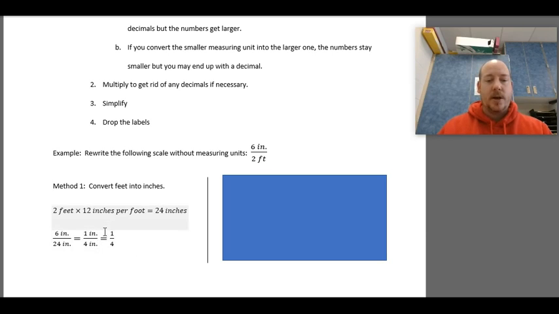And again, the advantage there, I don't have to worry about using inches and feet. If my measurement's in centimeters, I don't have to convert to inches first or whatever. Okay, so I took the 2 feet, converted it to inches, simplified, dropped the labels.